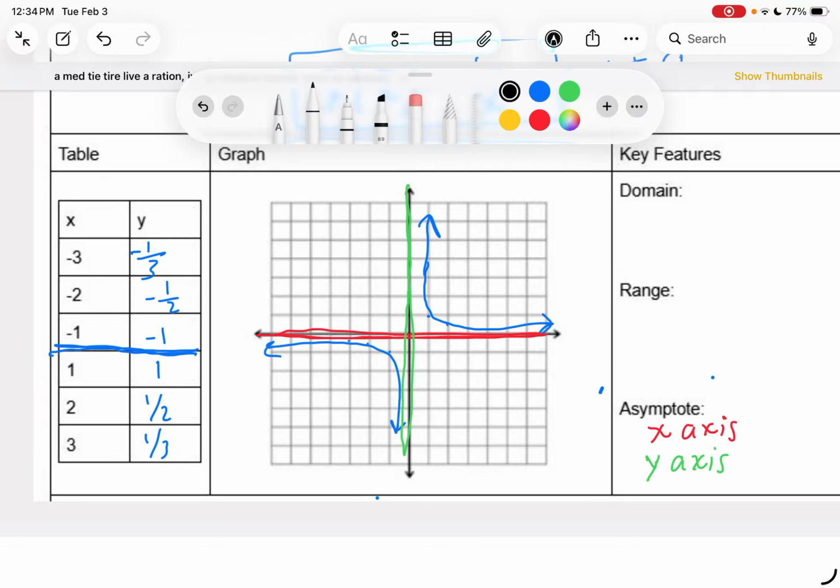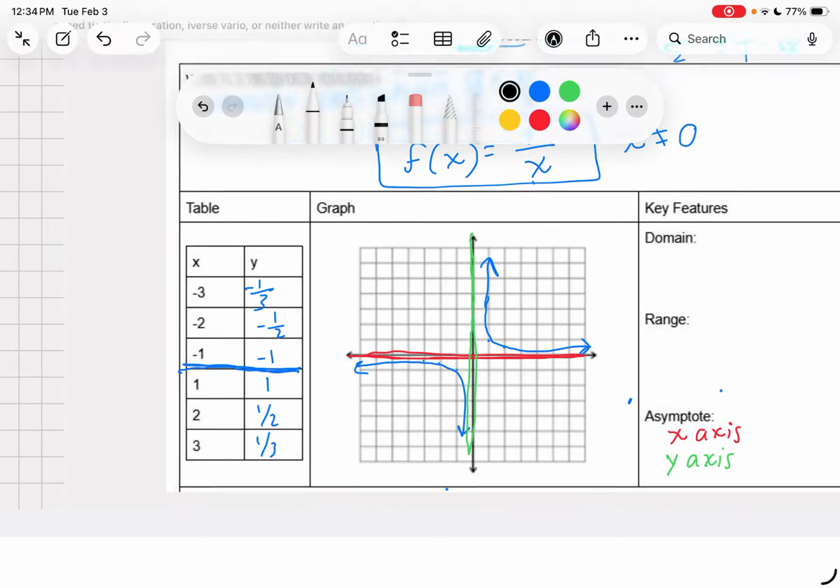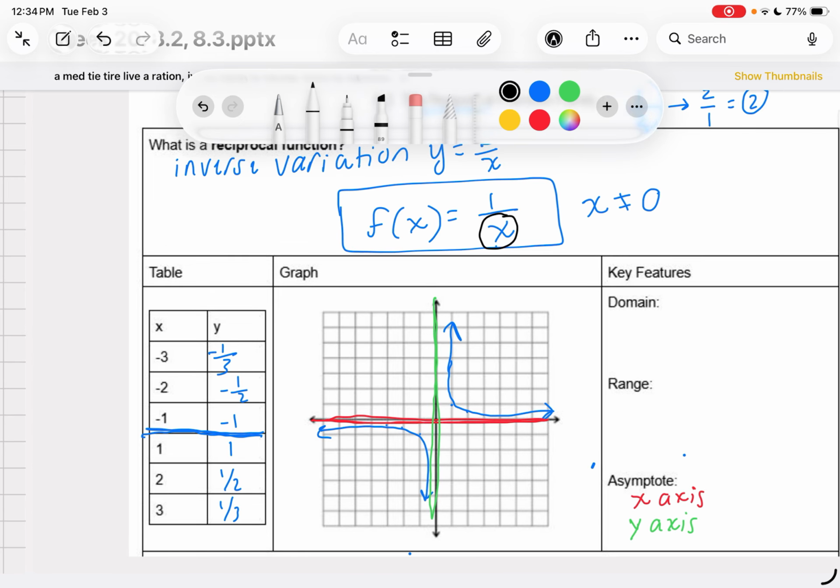Okay, so my domain is everything except the number that makes this 0. So in this case, the domain is all reals except x equals 0. So I have to take that one point out because that's where that asymptote is happening. Okay? So likewise, the range is all reals except y equals 0, because there's no value that I can plug in for x that's going to give me a 0 out of that function. If you looked at your table, you can see that can't ever happen.